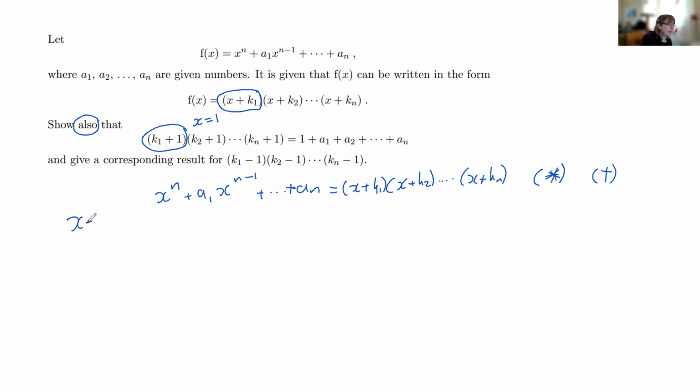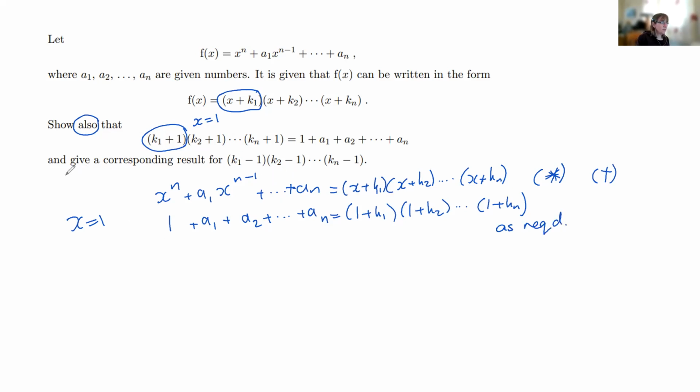So this time, let's take x equals 1. So x to the n becomes 1. x to the n minus 1 is 1. So it's going to be plus a1, then the next term, which isn't here, is going to be plus a2, and so on and so forth, plus an. And this side, we're going to get 1 plus k1, 1 plus k2, all the way up to 1 plus kn, which is exactly the same as this, apart from the sides are opposite, and these have been written the other way around. So I'm just going to say as required there.